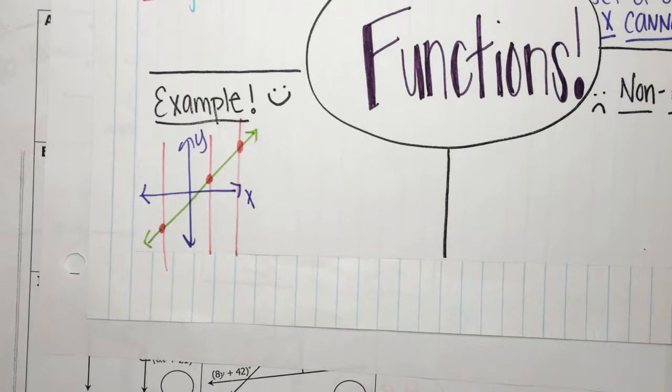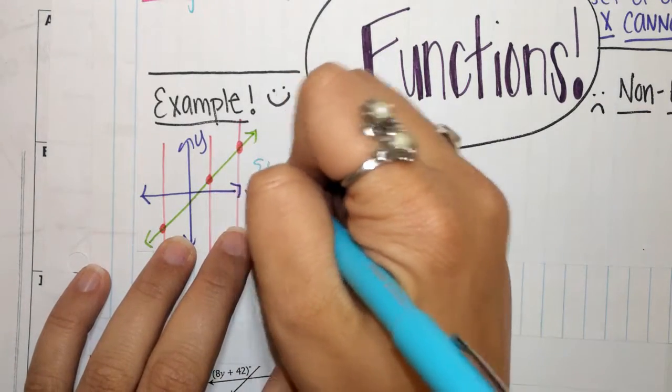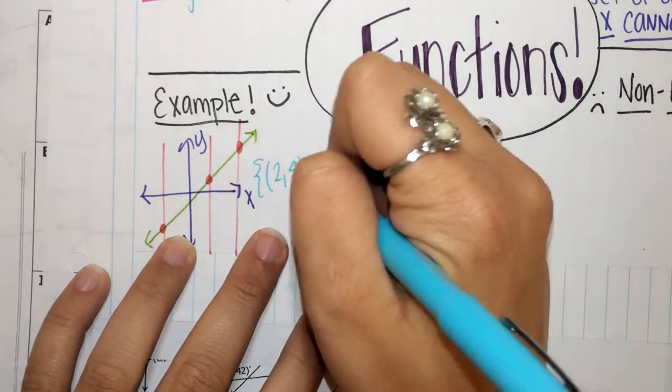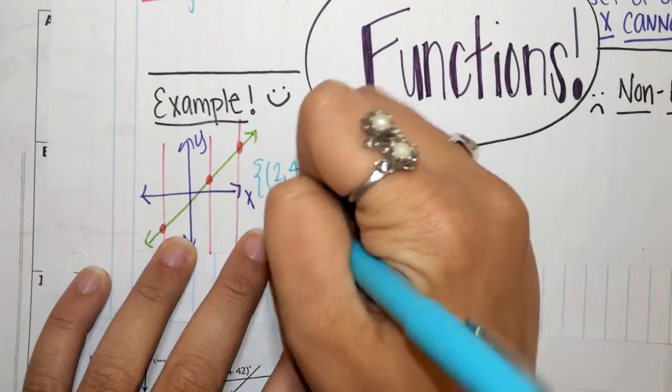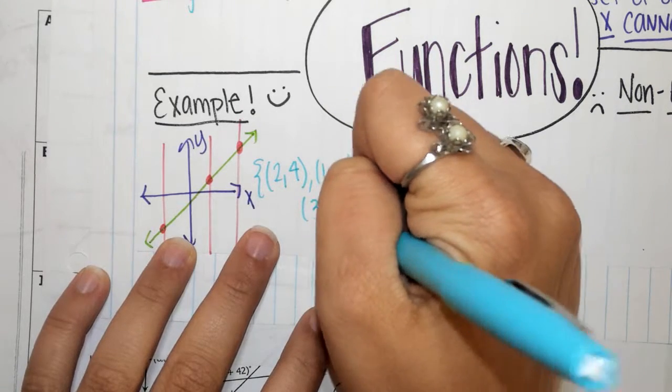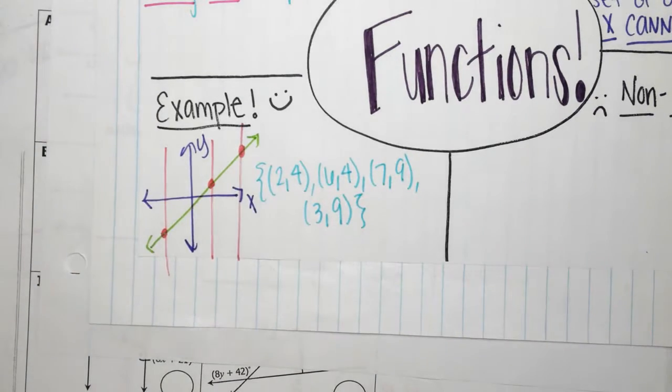If I give you a set of ordered pairs, what cannot repeat? X cannot repeat. So it would have to look like (2,4), (6,4), (7,9), (3,9). Now, which coordinate did repeat? The y coordinate repeated. And does it matter if the y coordinate repeats? No. It only matters if x repeats. Did any of our x values repeat? It's a function. And you write yay, and you go on with your life. And that's all you have to do.